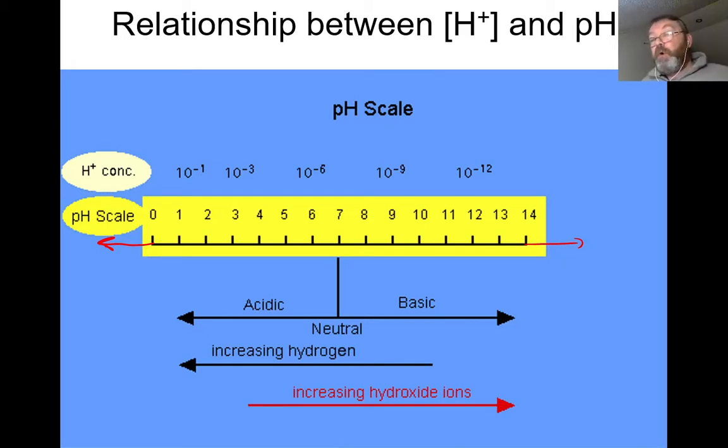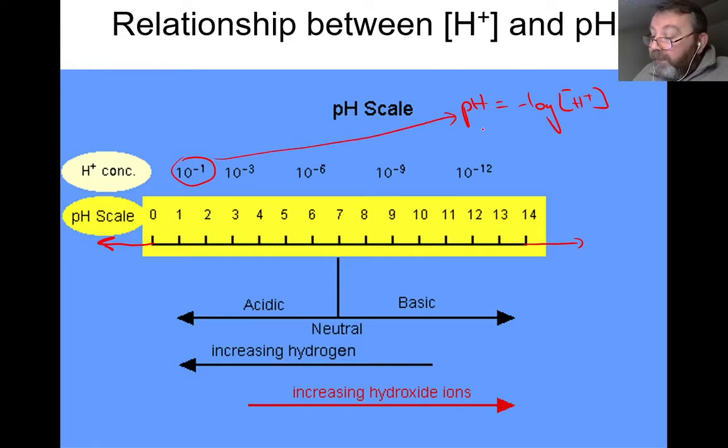And we already know that pH is given by the formula minus the log of the hydrogen ion concentration. All we have to do to make the connection between the hydrogen ion concentration and the pH is that formula. So if I take, for example, 10 to the minus 1 and stick it into the formula, minus the log of 10 to the minus 1, my answer will come out as 1. That gives me a pH of 1. Likewise, 10 to the minus 3 will give me 3, 10 to the minus 6 will give me 6, 10 to the minus 12 will give me 12, and so on.